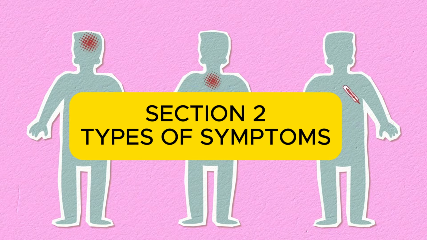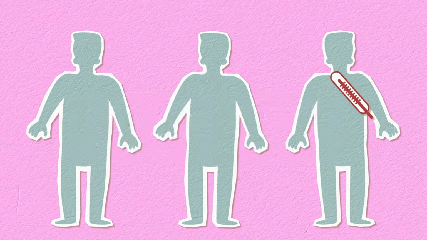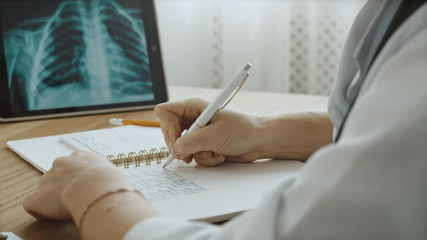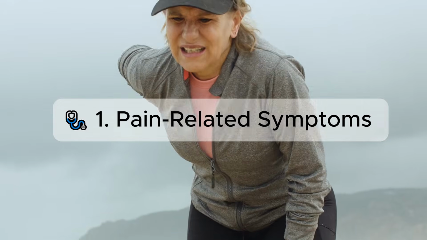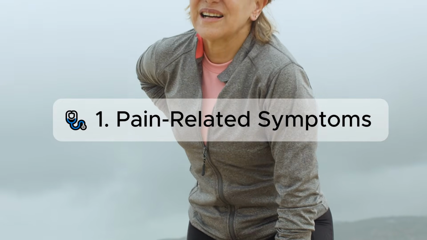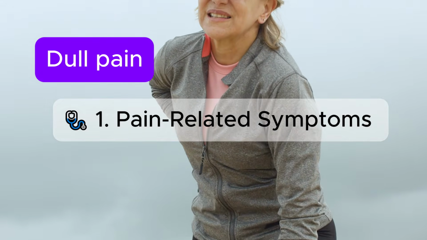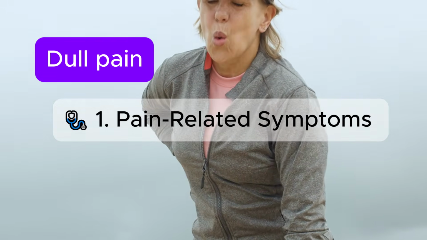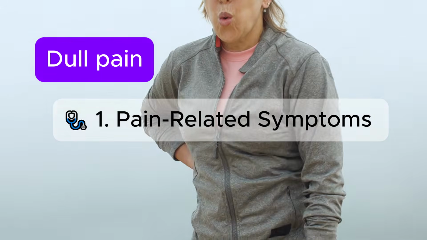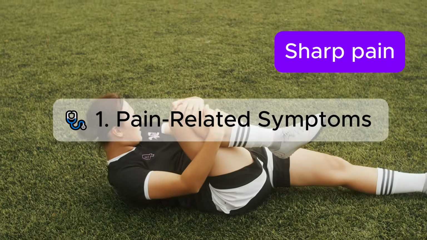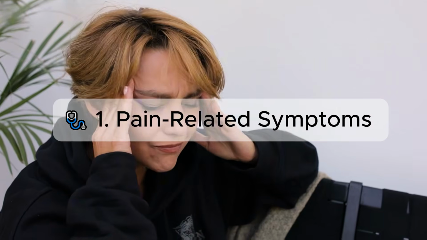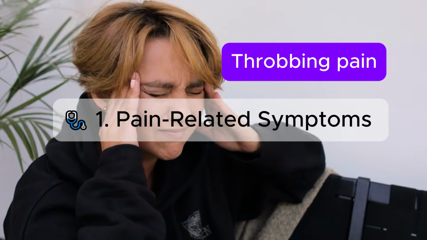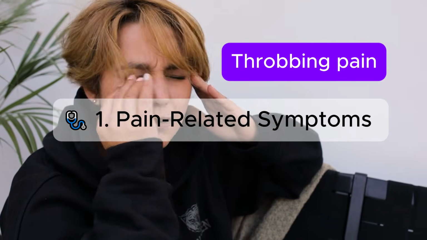Section 2. Types of symptoms. Symptoms can be grouped into different categories. Let's look at some common ones. Number 1. Pain-related symptoms. Dull pain, mild, persistent. It's a dull ache in my back. Sharp pain, sudden, intense. A sharp pain in my knee. Throbbing, pulsing, rhythmic. A throbbing headache.